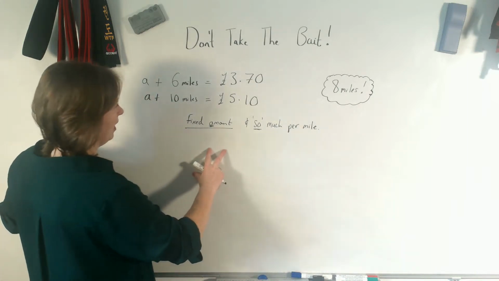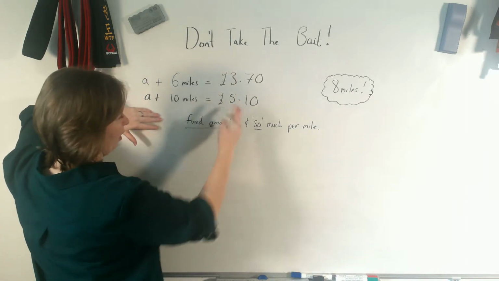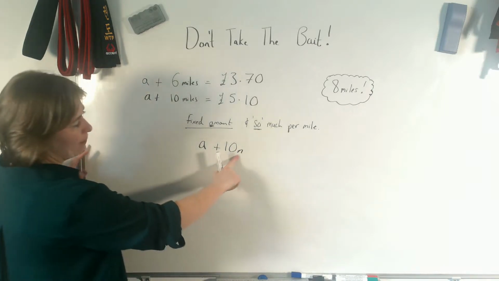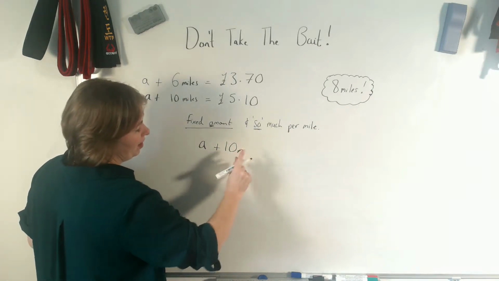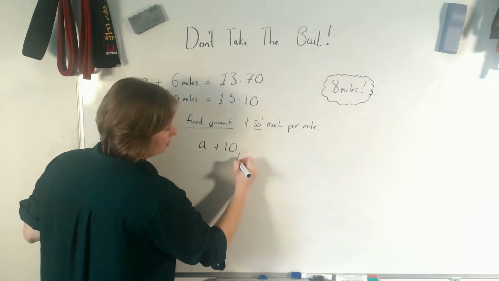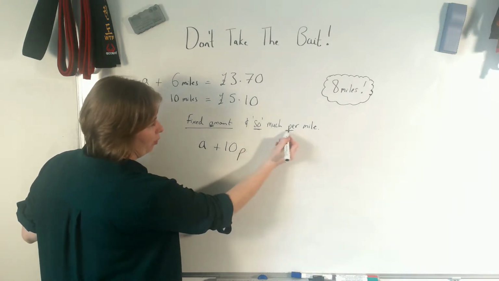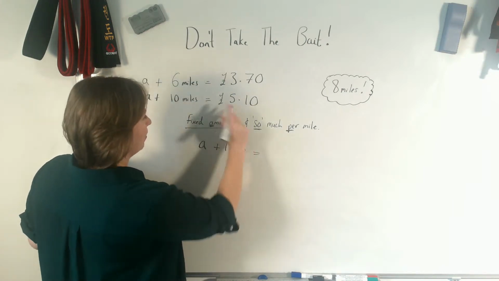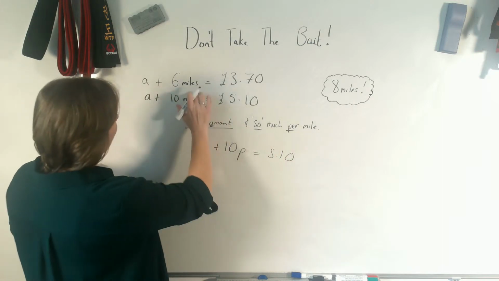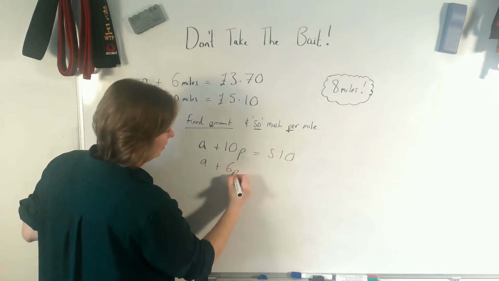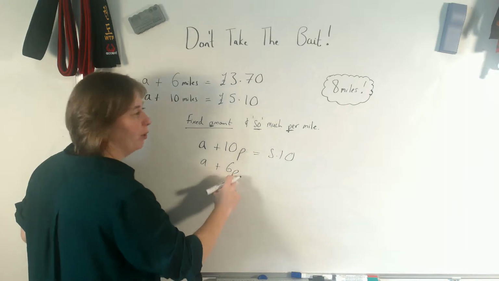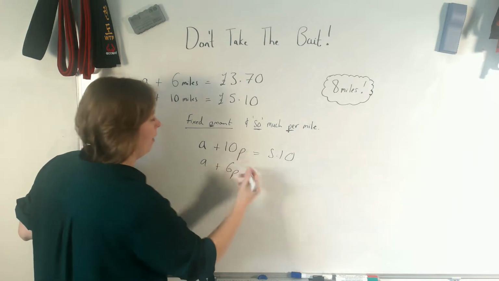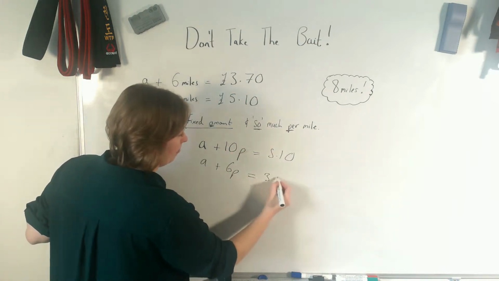I'm going to rewrite them under here with the bigger numbers, the 10 miles and the more money, on the top. So I've got A plus 10 miles, I'm going to call it 10M. This M represents the charge per mile. In fact, to not confuse you, let's call it P. So each mile is represented by P for per mile. So 10 lots of P, 10 miles, is the same as £5.10. Over here then, A plus 6P, 6 miles, six lots of the per mile charge, is the same as £3.70.